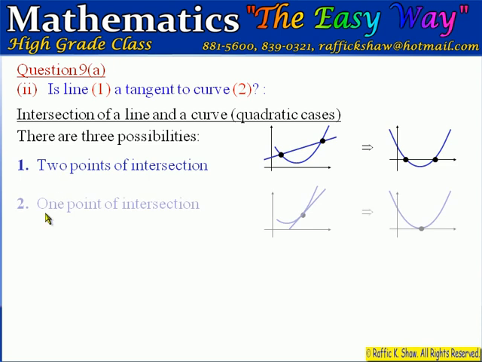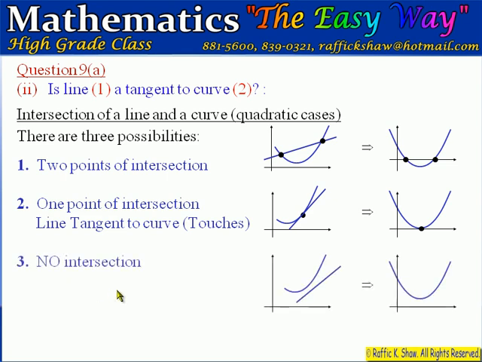The next possibility is 1 point of intersection, and if there's 1 point of intersection, it means that when you substitute the equation of a line into the equation of a curve, you end up with a quadratic equation that has only 1 root, or it has an equal or repeated root, but it comes out as 1 root, right? And in that case, the line is a tangent to the curve as shown here. When the line is a tangent to the curve, the quadratic equation that you end up with will have only 1 root, 1 point of intersection.